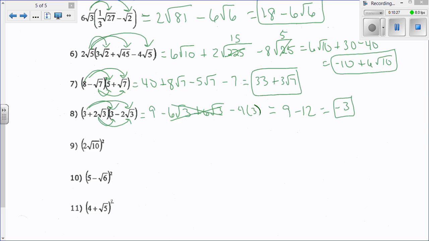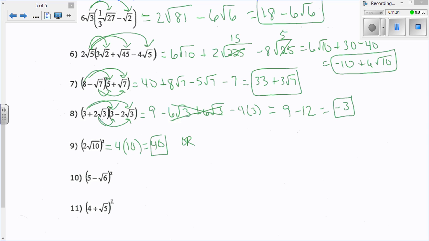Okay, number 9 is a squared. And when I have a squared written and there's no plus or minus inside the parentheses, I simply square both terms that are inside the parentheses. So in this case, I square 2 and I get 4. I square the square root of 10. I get the square root of 100, which is 10. So it's 40.